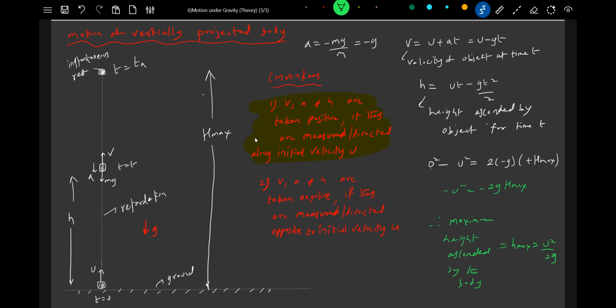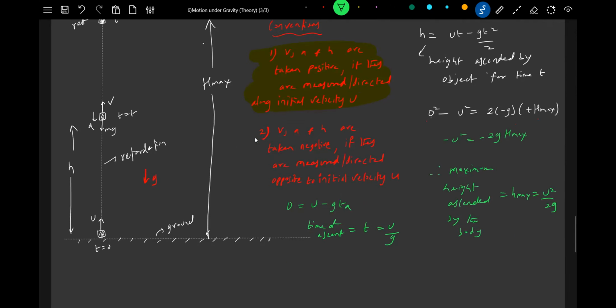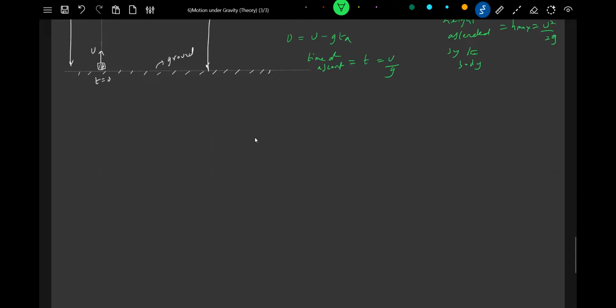How to calculate the time of ascent? Again we calculate like this: 0 equal to u minus g t, so the time of ascent is equal to u by g. Let's describe the overall motion, how it takes place.